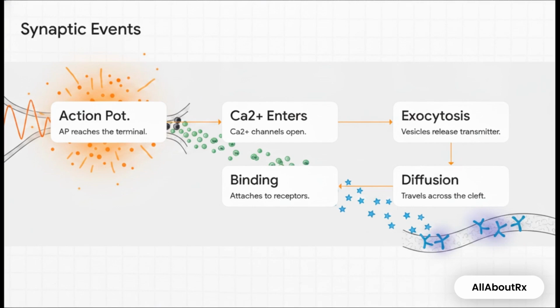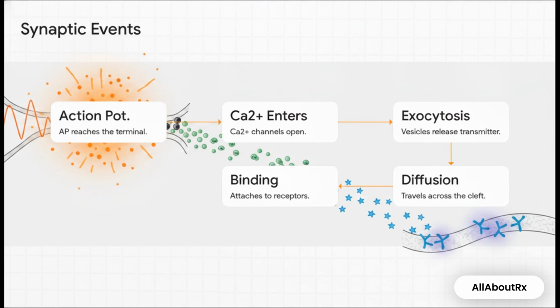It all happens in a remarkably precise 5-step sequence. First up, an electrical action potential travels down the presynaptic axon terminal and arrives at the junction. This electrical shift triggers step 2. Voltage-gated calcium channels open up, causing a massive influx of calcium ions into the synaptic knob. This calcium acts like a molecular key, which drives step 3, exocytosis. The synaptic vesicles fuse with the membrane and dump their neurotransmitters right into the synaptic cleft.